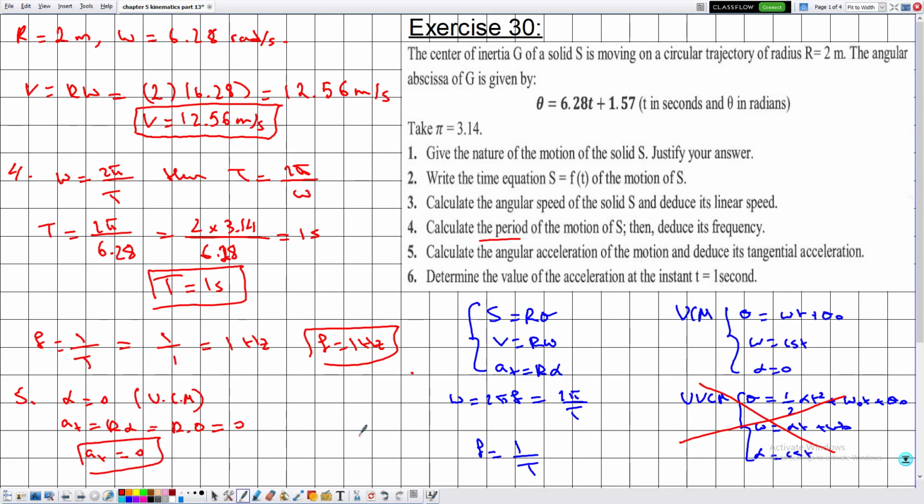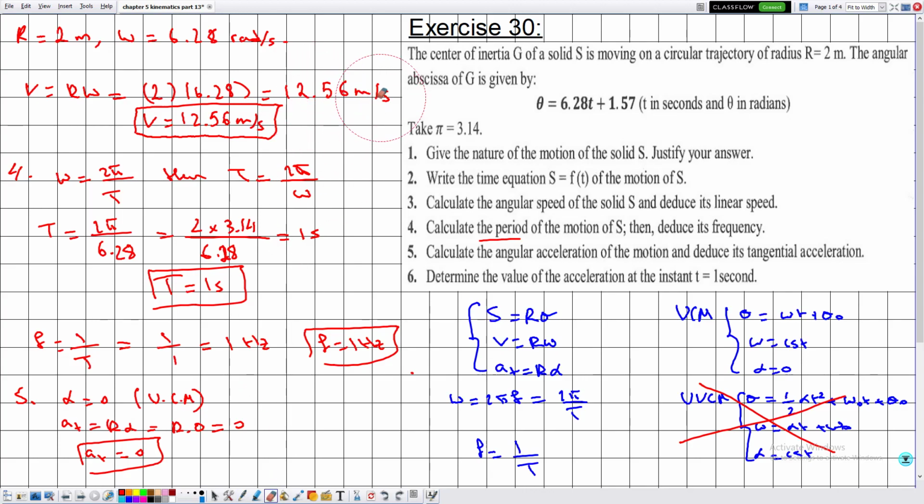This doesn't mean that the particle doesn't undergo acceleration, because we know that whenever we have uniform circular motion, acceleration always exists in the form of normal acceleration. However, tangential acceleration may exist or not. This depends on whether the speed varies or not. So in this case we have normal acceleration, but we don't have tangential acceleration.